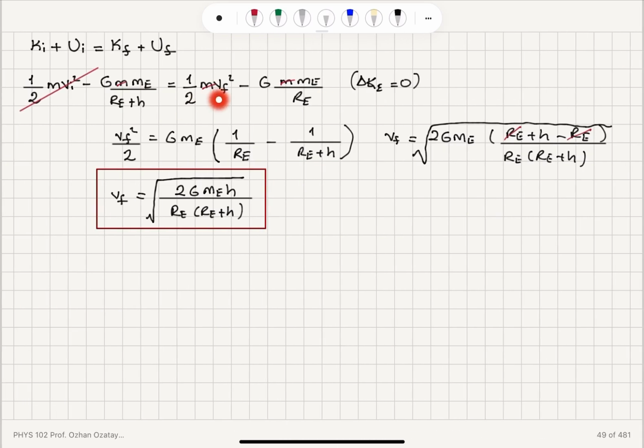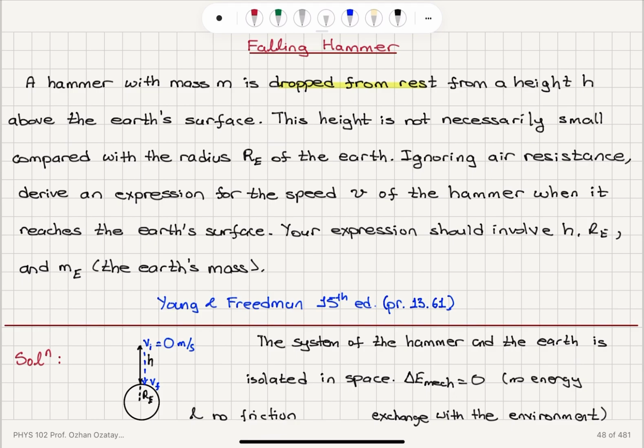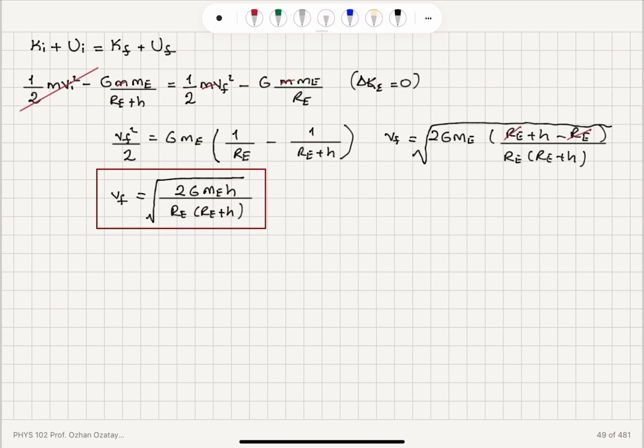And then I have 1/2 m v final squared plus the kinetic energy of the Earth, but the initial and final kinetic energies of the Earth are the same, so delta K is 0. And I have minus G m Me over Re. So v final can be solved. We can solve for v final by isolating it, and we find it is the square root of 2G Me h over Re times Re plus h. It is given in terms of h, Re, and Me, the Earth's mass, as expected.